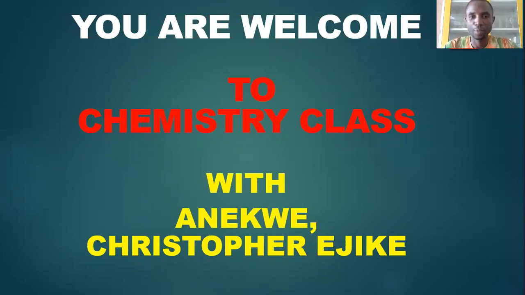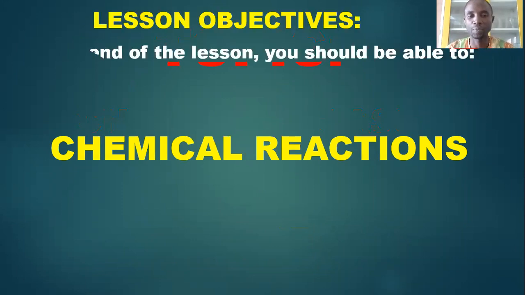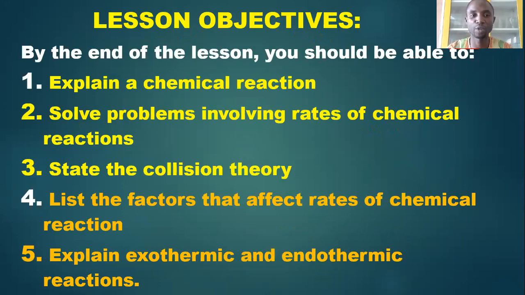Today we'll be looking at the topic titled chemical reactions. Our topic today is chemical reactions. It's expected that by the end of this particular class, you should be able to explain what chemical reaction is. You should be able to solve problems involving rates of chemical reactions. You should be able to state the collision theory and list factors that affect rates of chemical reactions. Then finally, we should be able to explain exothermic and endothermic reactions.